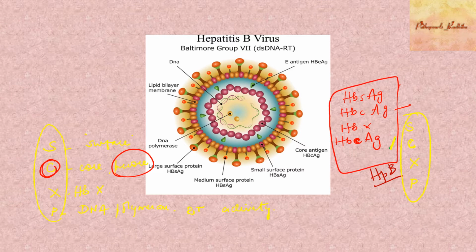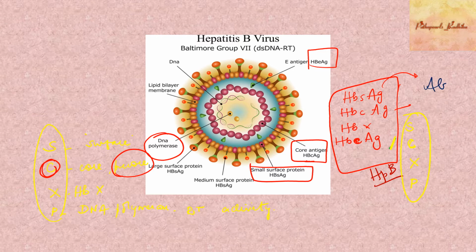Now look at this image. You have the surface antigen, you have the core antigen, you have the E antigen, and you have your DNA polymerase in the nucleus, right? So your body is going to be exposed to these antigens, and after exposure, your body will produce antibodies against them. The antibody against HBS antigen is called anti-HBS antibody. Likewise, we have antibodies for different antigens which are produced by the virus.